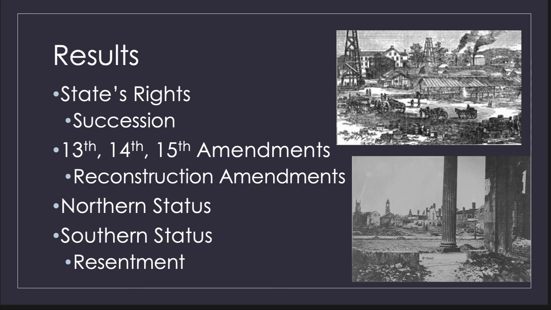This is going to create some resentment that leads to tensions carrying through for the next few decades. The South is also going to be blamed for the war. And if you know anything from World War I last year, when you blame a certain group for the war, that creates even more resentment. The South is going to harbor these dark feelings for the North, and that's going to lead us to a dark place when it comes to uniting the nation. But we're going to talk all about Reconstruction in our next lecture.